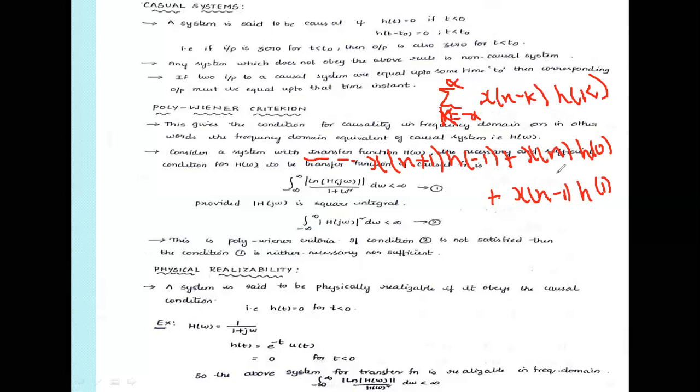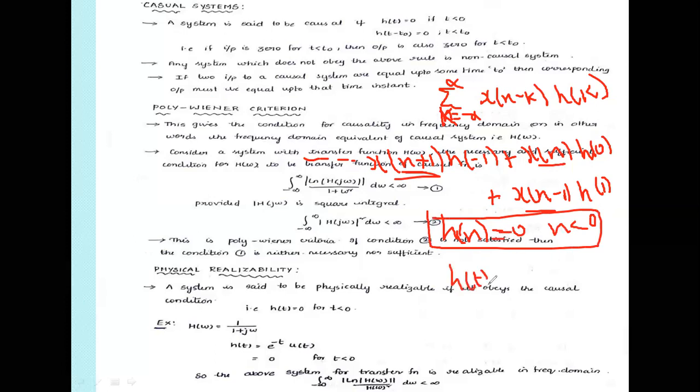See, it is the combination of the input signal and the impulse response also. We can say it is a causal system when it depends upon the present and the past inputs. It does not depend upon the future inputs. To bring this, the value has to be 0. How to take the equation? h of n is equal to 0 for n less than 0 in the discrete function, or h of t is equal to 0 for t less than 0. Okay.